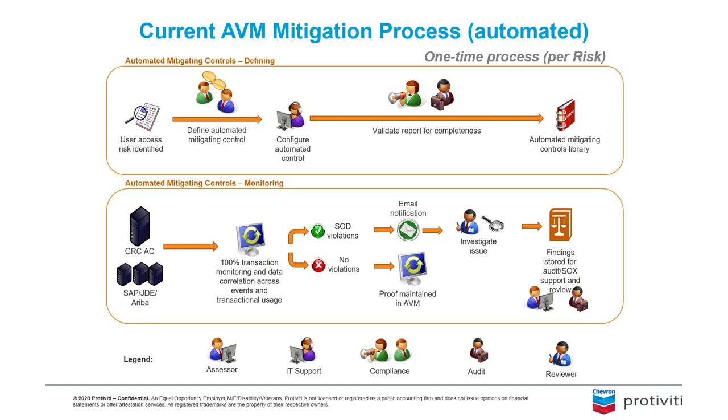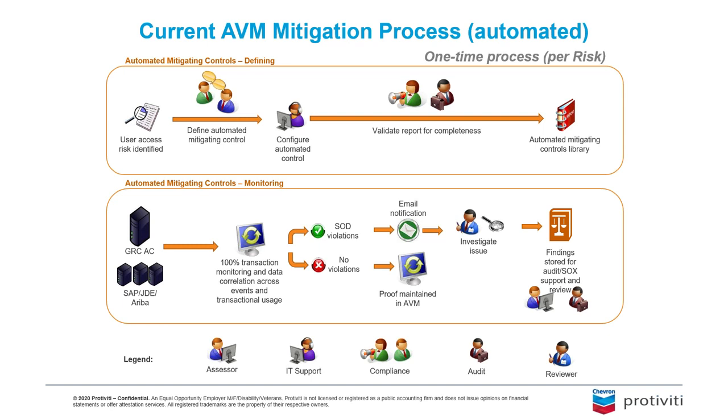And then just comparing our monitoring process, as you can see, GRC AC and SAP JDE and Ariba, the information is being pulled as far as the users and the transactions. 100% of that information is being fed into AVM, and AVM is identifying if there are SOD violations that need to be reviewed, or if there are no violations, and the proof of that is maintained in AVM.